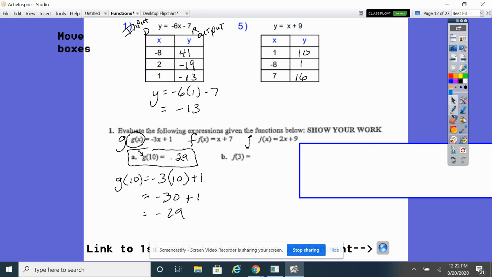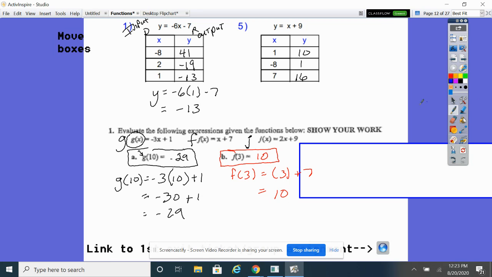Let's take a look at the next problem. This one says do f of 3. So that means we need to use the f equation, which is x plus 7, but instead of x, we're going to plug a 3 in. Here's what that looks like. F of 3 is equal to 3 plus 7. Well, 3 plus 7 is just 10. So the answer to this is going to be 10.